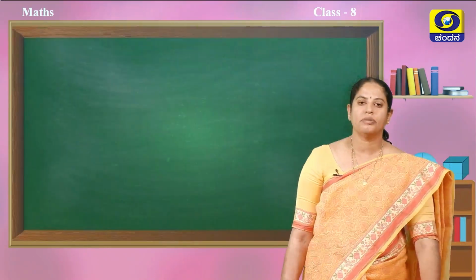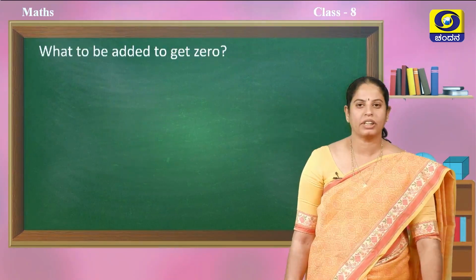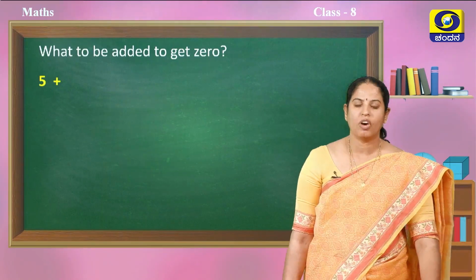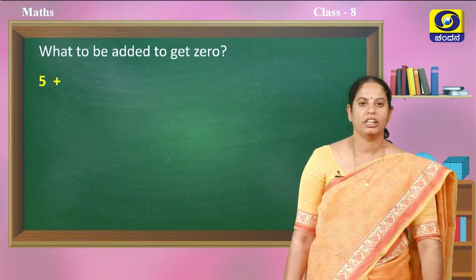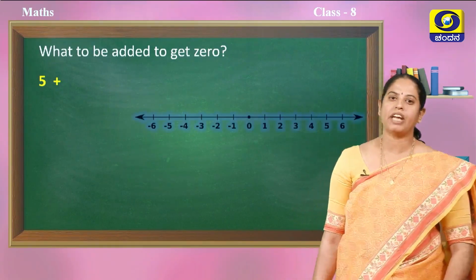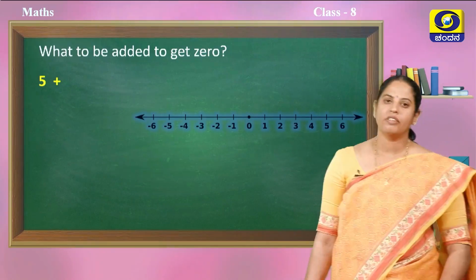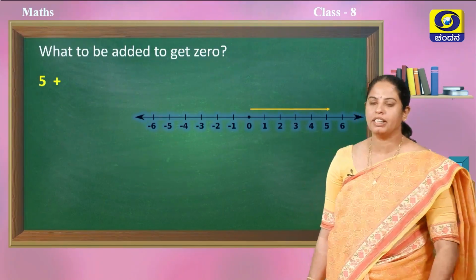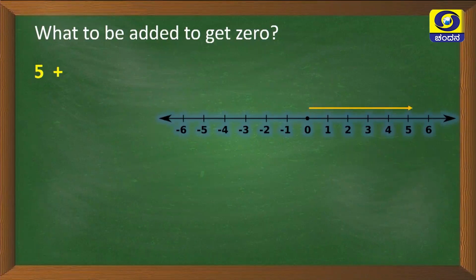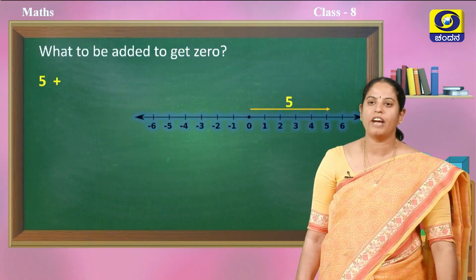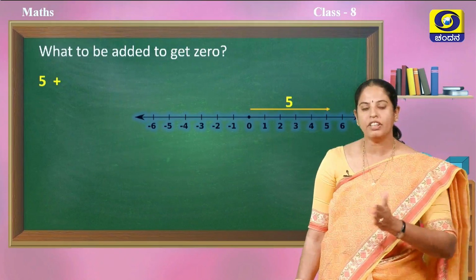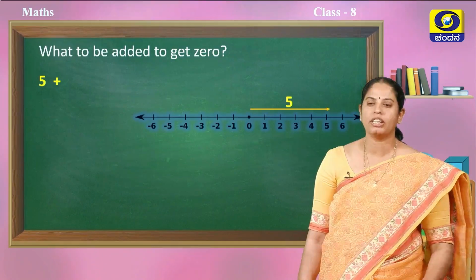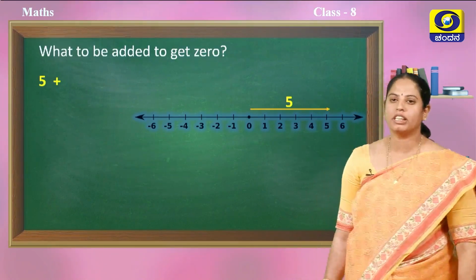Okay. Observe here, what is to be added to get 0? What number do we have to add to 5 to make its value 0? We know on the number line, 5 is 5 units from 0 in the positive direction. Okay, this is the place of 5. To make it 0, I have to come back 5 units towards 0, in the opposite direction of the positive direction.